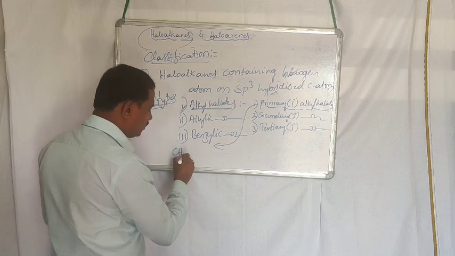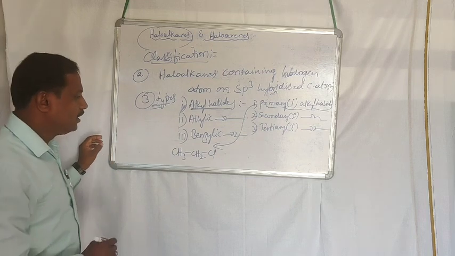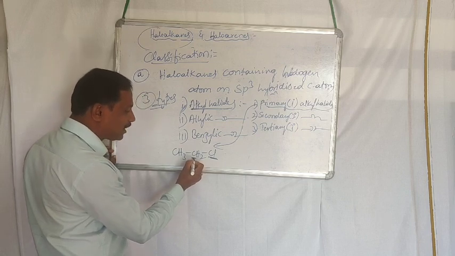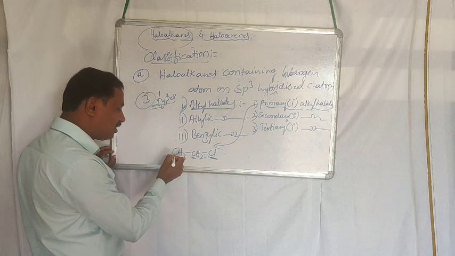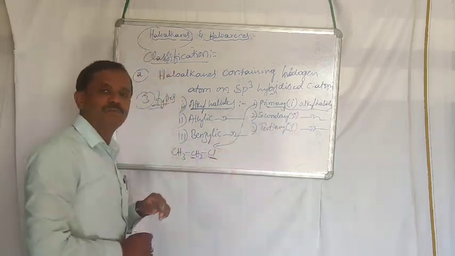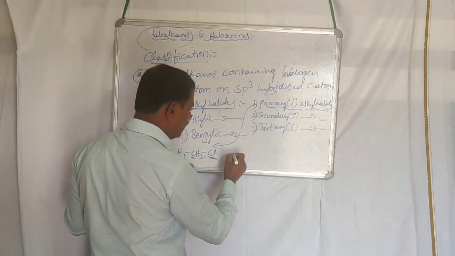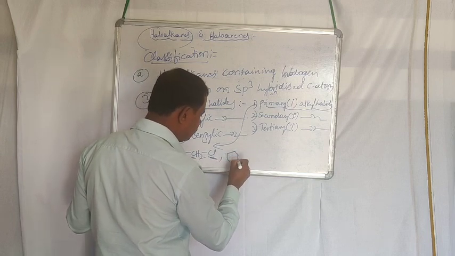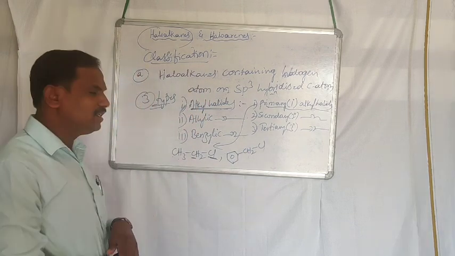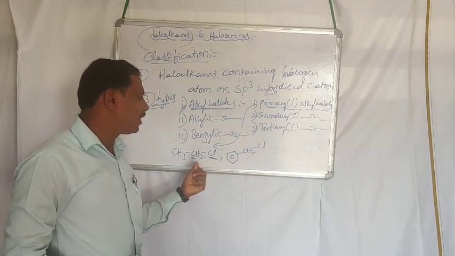Example, you take CH3CH2Cl, chloroethane. The chlorine atom is attached to a primary carbon atom. Why is it a primary carbon atom? Because the carbon atom is directly attached to only one carbon atom. Hence these are called primary alkyl halides. You take another one, benzyl chloride. Benzyl chloride is also a primary alkyl halide because the chlorine atom is attached to a primary carbon atom.